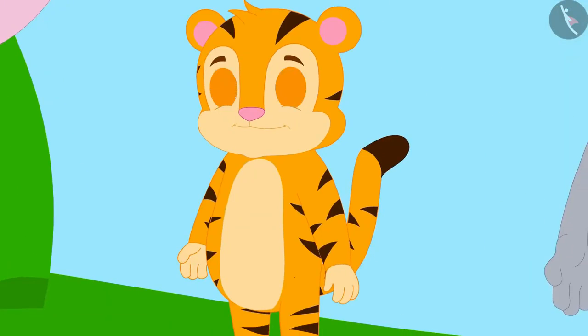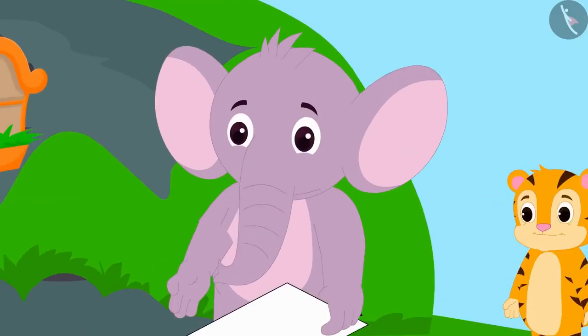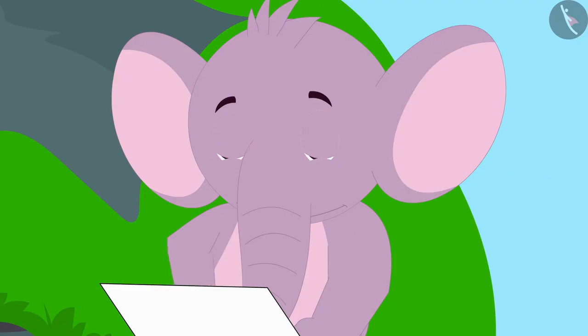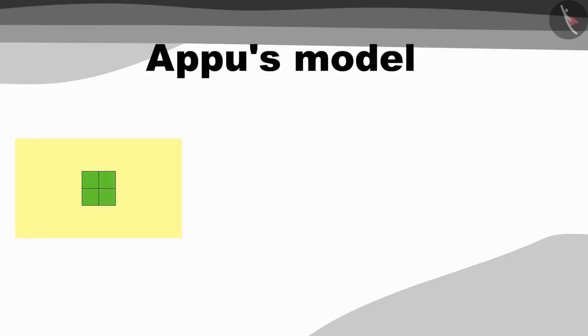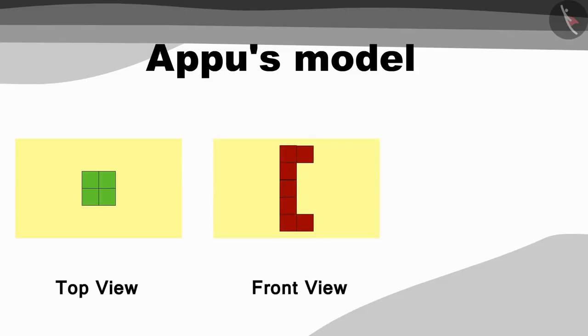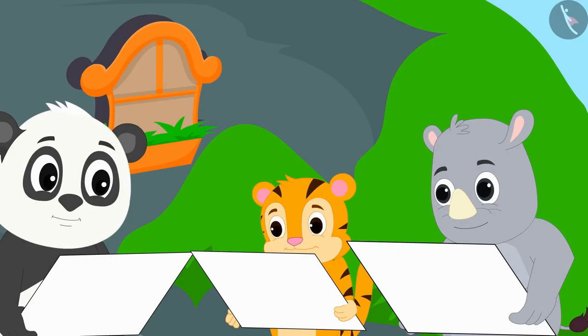Appu, Sher Khan, Gaggu and Golu are playing a new game today. Appu has created views of a three-dimensional model. Golu, Sher Khan and Gaggu together have to make a picture of that model from these paintings. Here is the top view of Appu's model. This is the front view, and this is the side view. Let us see how they are drawing the model.